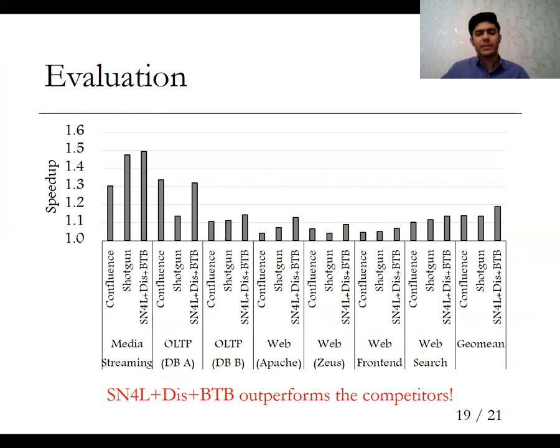This figure shows the obtained speedup with our proposal, SM4L plus this plus BTB prefetcher, compared to Confluence and Shotgun. Our proposal offers a 5% speedup compared to the competitors, and it can be seen that it outperforms them in almost all of the evaluated benchmarks. Moreover, the performance gap reaches 16% in OLTP DB2 that has the largest footprint among these benchmarks. It clearly shows that our proposal can effectively prefetch for extremely large workloads, while some other proposals fall short of efficiency.